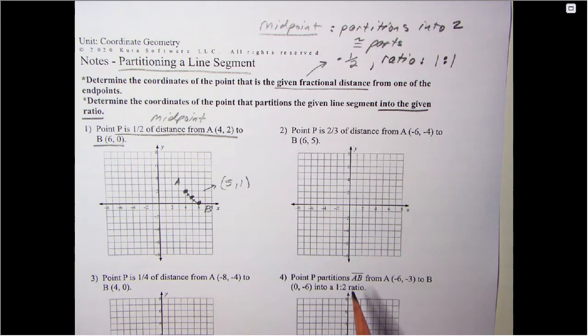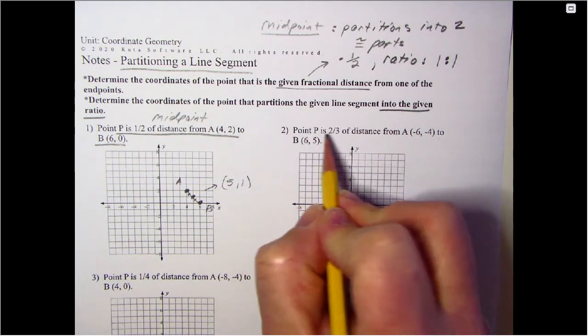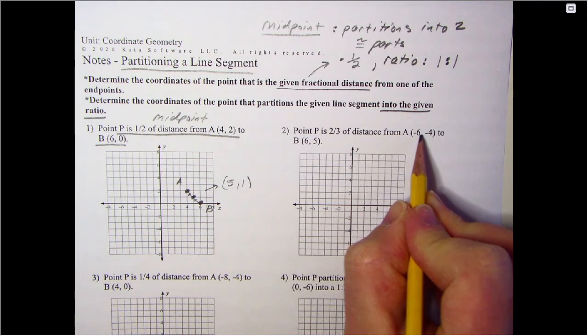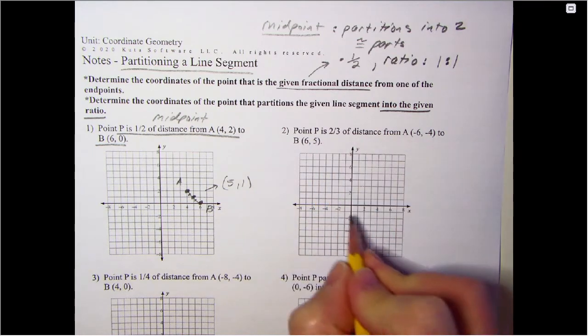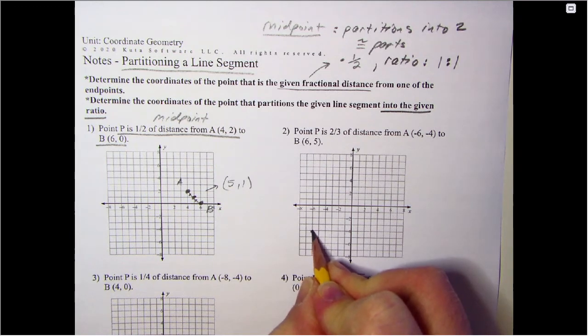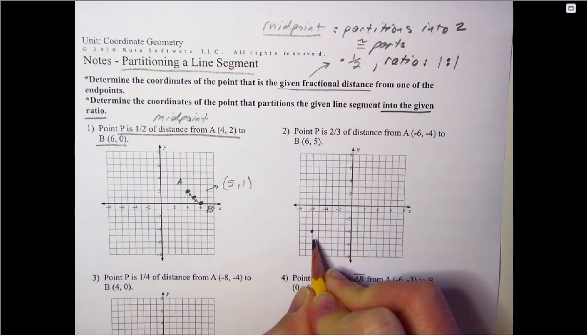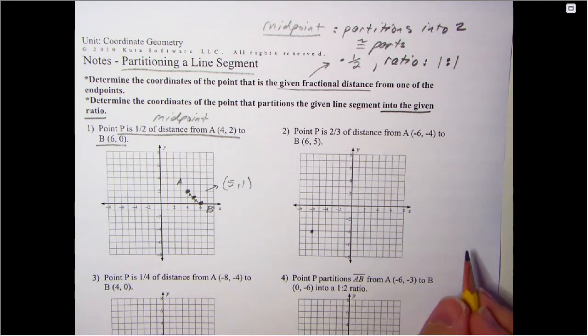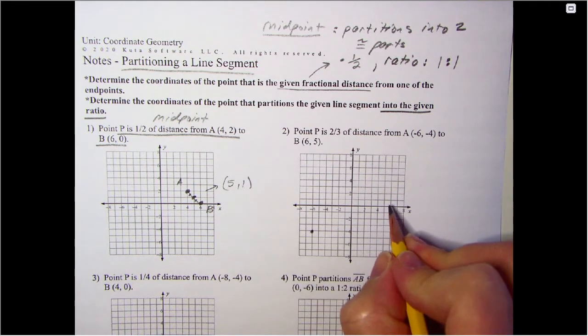So, what do I do if it's not a midpoint? For example, number 2. It says point P is 2/3 of the distance from A to B. So I'm going to plot these points. And again, I'm also going to show you a method where I don't have to plot the points. For the first part of the example, I'm going to do the graphing method, and then I'm going to give you a formula that I could use to solve the same question, okay?